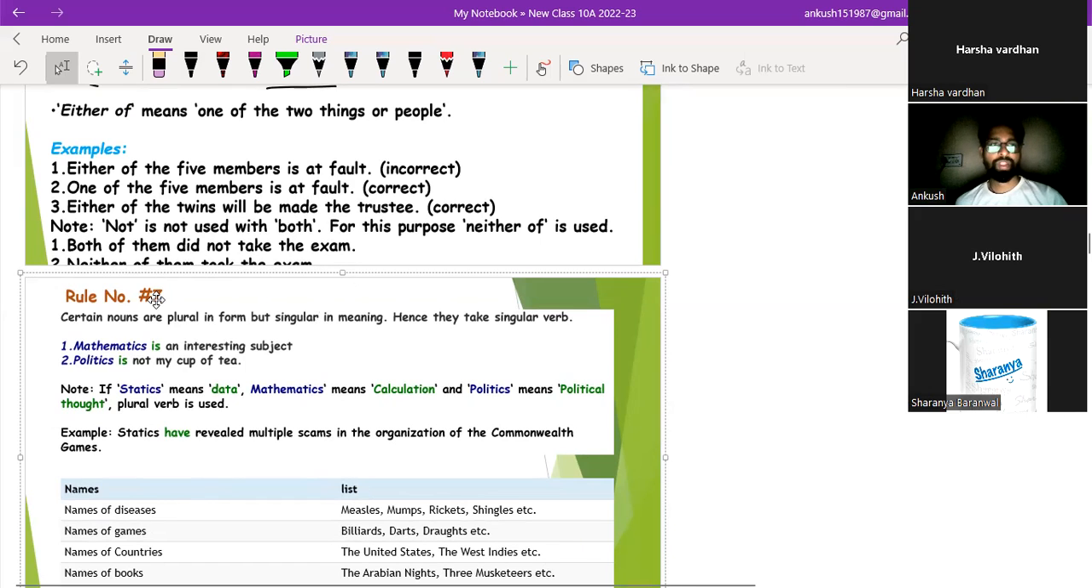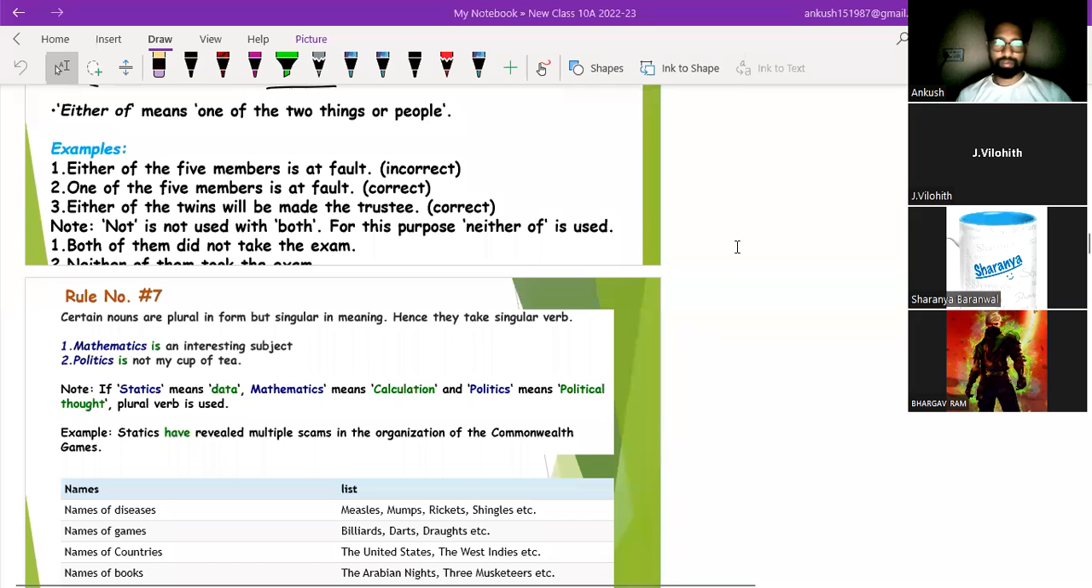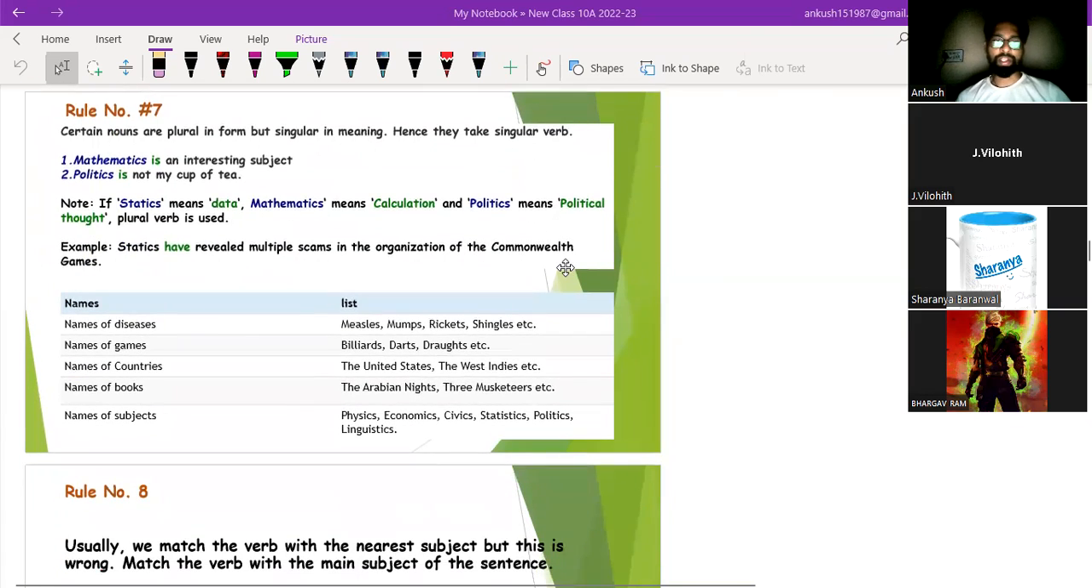So either of means one of the two things or more than two things. Have you got it? Yes. Okay. Now rule number 7. Rule number 7, what is it telling you? Rule number 7 is telling you certain nouns are plural in form but singular in meaning. Hence they take singular verb.